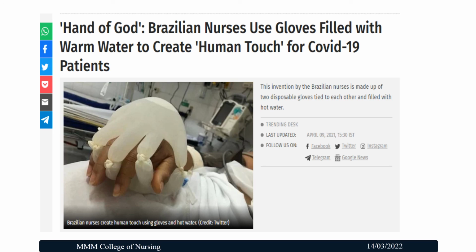In this, we can see the patient's hand is kept in between two gloves. It is described as the hand of God. It was done by a Brazilian nurse. She used gloves filled with warm water to create the human touch for her patient who is affected with COVID-19 and isolated from the family members. If we really have concern for the patients, even small little actions can do great things for our patient to ensure their comfort.